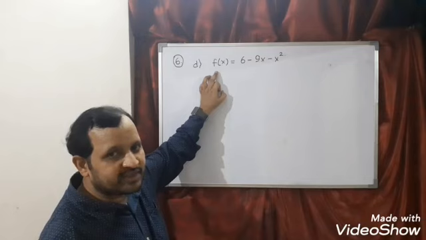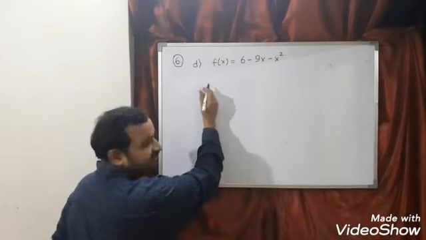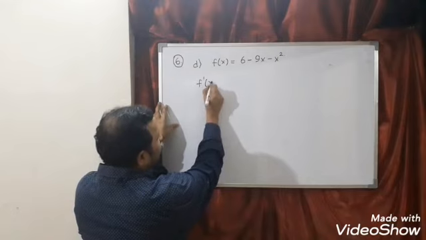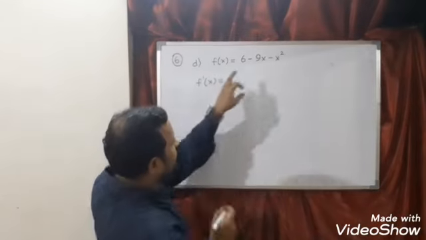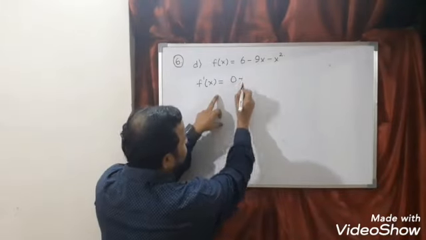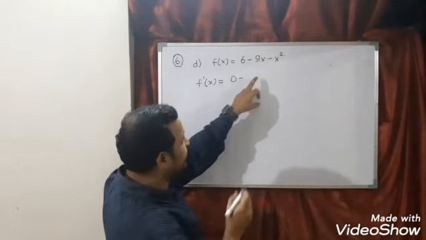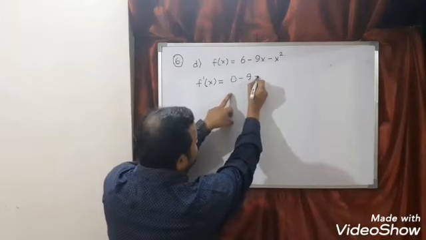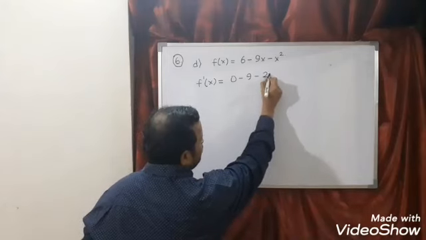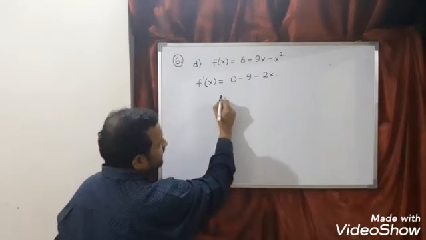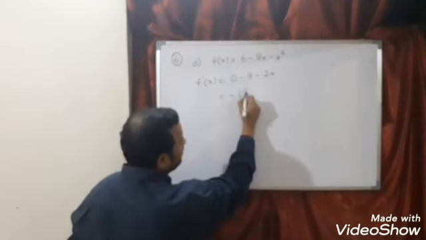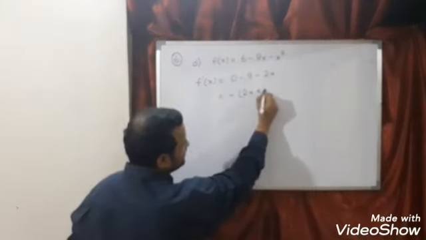So the working rule is saying what? Find f dash x. What is f dash x? Here f dash x is equal to, this is a constant, differentiation of a constant is 0, minus differentiation of 9x, it is 9, minus differentiation of x square, it is nothing but 2x. So we can take something common, minus I am taking common, what you will get? You will get 2x plus 9.